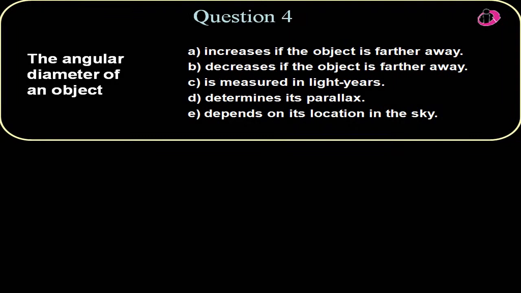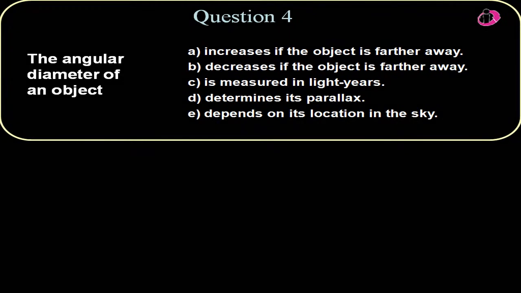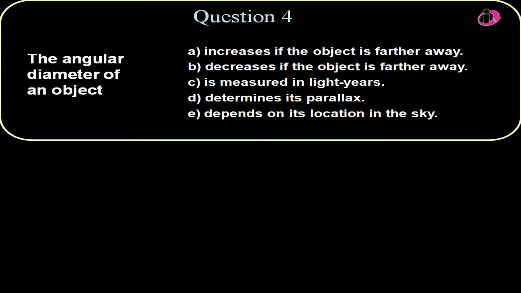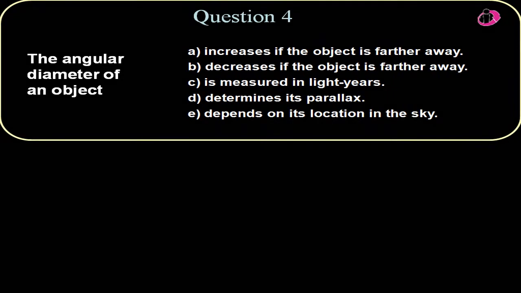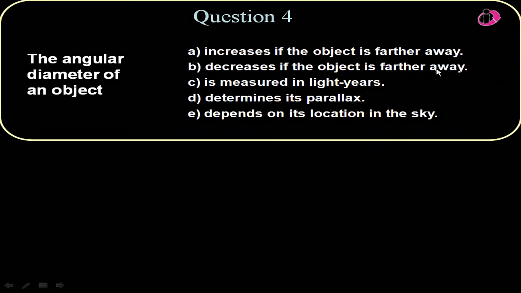The angular diameter of an object, well, Jupiter looks pretty small if you look at it. So, just by looking at it through the telescope, you wouldn't really know, unless you had other information, how big it actually was. And the problem is it's because it's so far away. And as it gets so far away, its angular diameter gets smaller. So angular diameter will decrease if the object is further away.